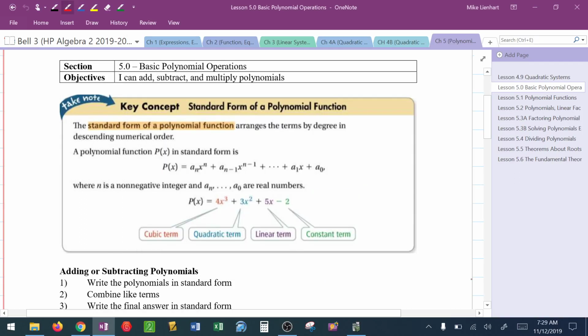Okay, this video is 5.0. This is on basic polynomial operations. Basically, let's confirm that you all know how to add, subtract, and multiply polynomials.